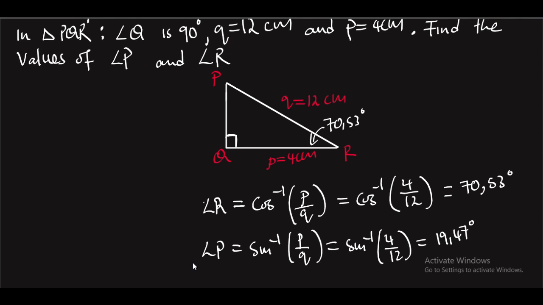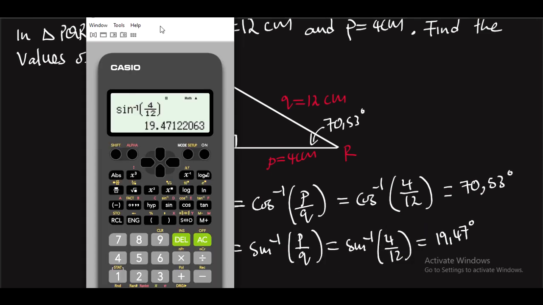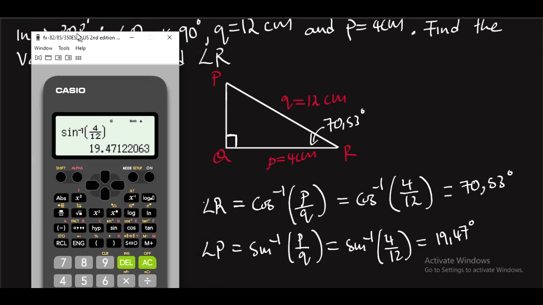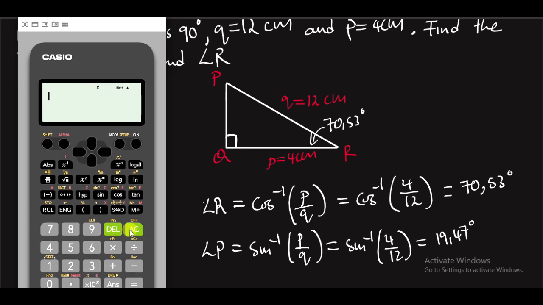degrees. Okay, so let's see if this makes sense, if these answers are correct. Remember that the sum of interior angles of a triangle must add up to 180 degrees. So let's say 19.47 plus 70.53 plus that 90 degrees of a right angle. Let's see how much they add up to. So they add up to 180 degrees. So it's correct.